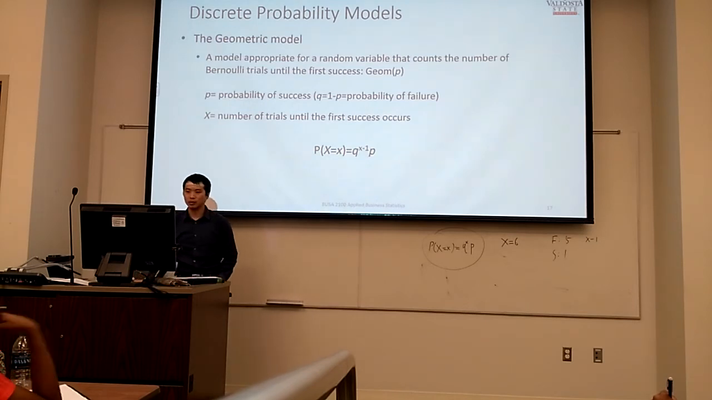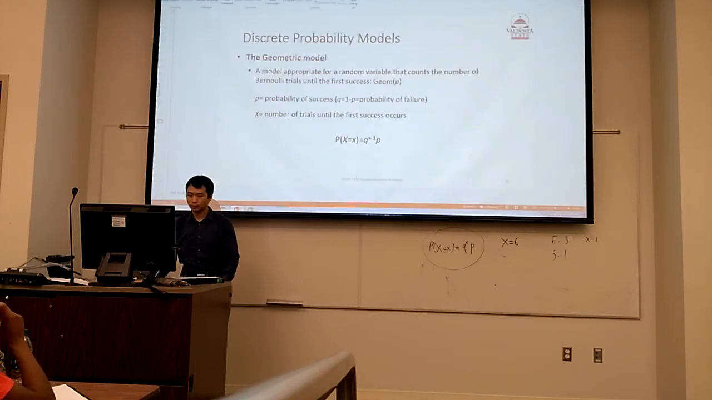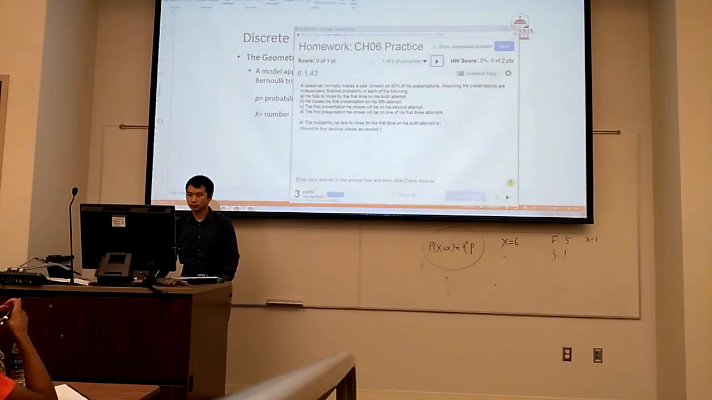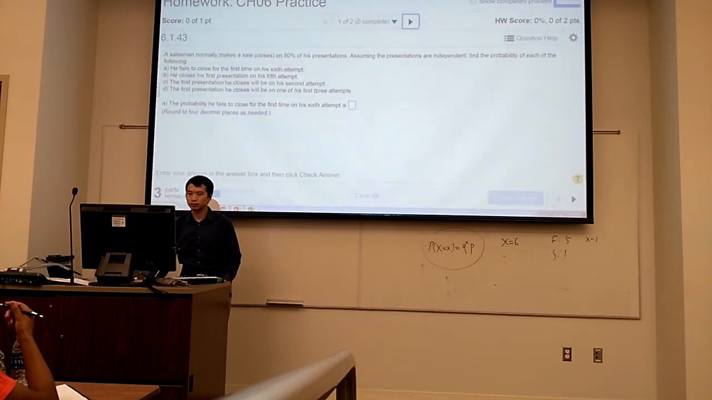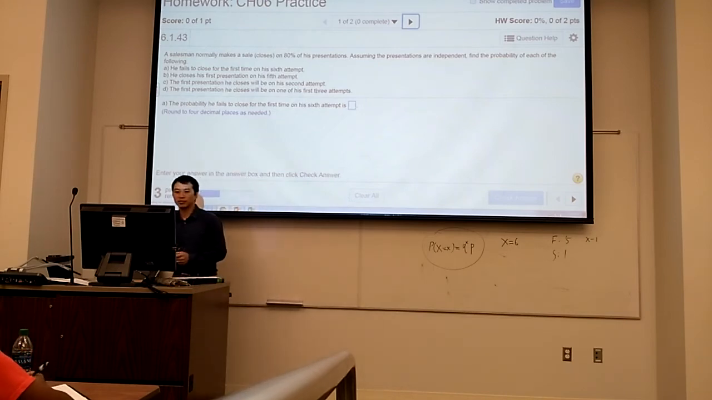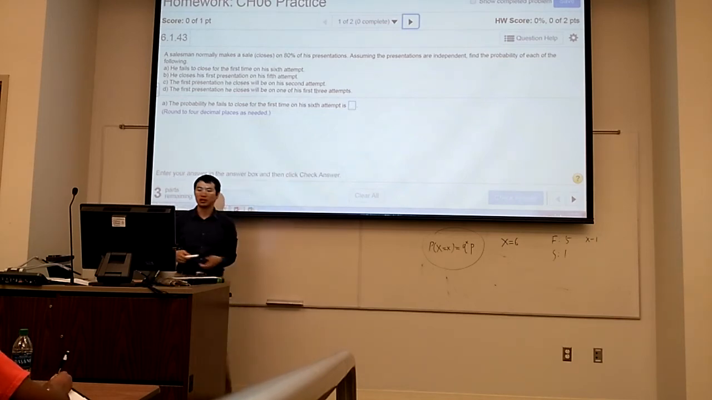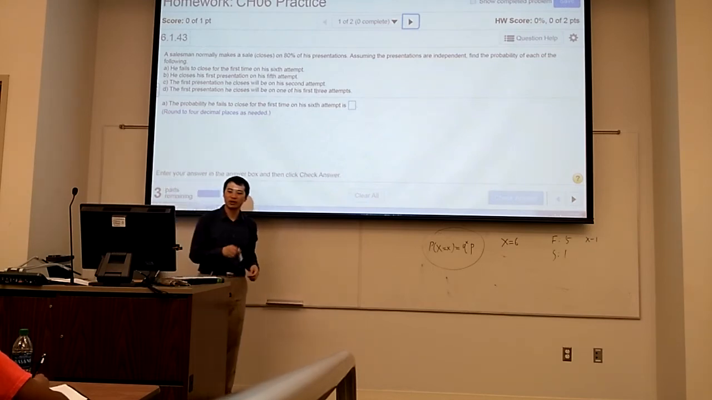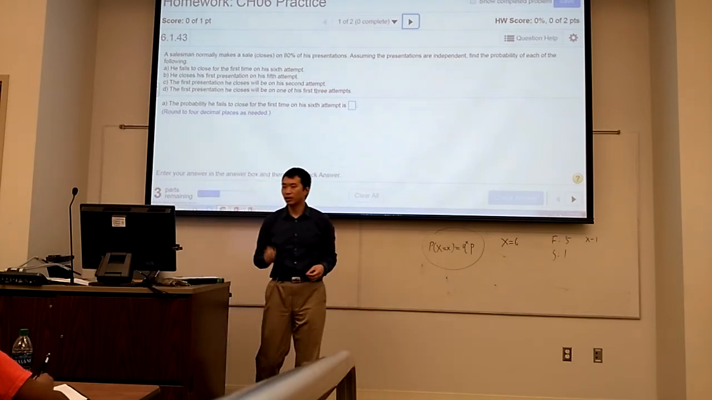So let me do one example. Let me open StatCrunch. Okay, this question: a salesperson normally makes a sale on 80% of his presentations. Assuming the presentations are independent, find the probability of these conditions. The first one is the probability he fails to close for the first time on his 6th attempt.